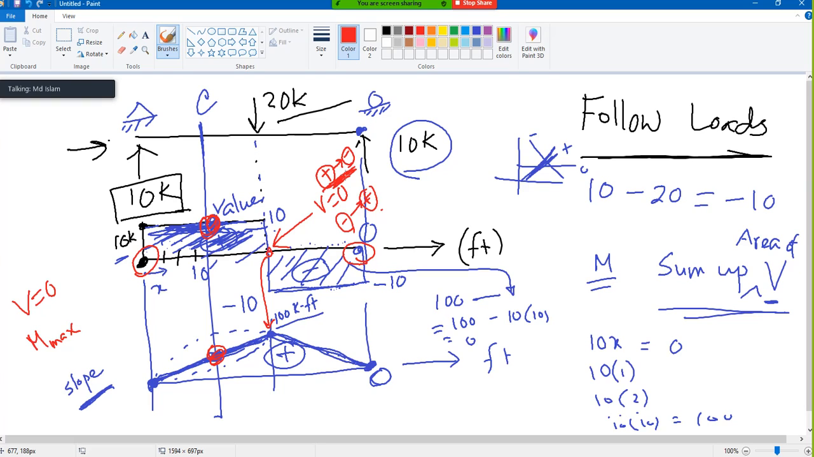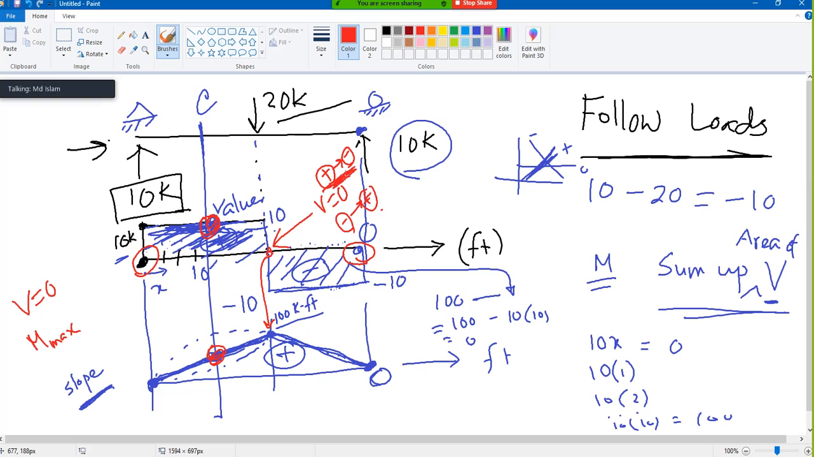Now somebody may ask, if there are 2-3 points where shear force changes sign, yes, it is possible. If your beam is so long and continuous, there can be more than 1 point where the shear force changes sign. Yes, then you have to check all the points. At any of these 2 points, moment may be maximum. So that is a very important statement to remember.